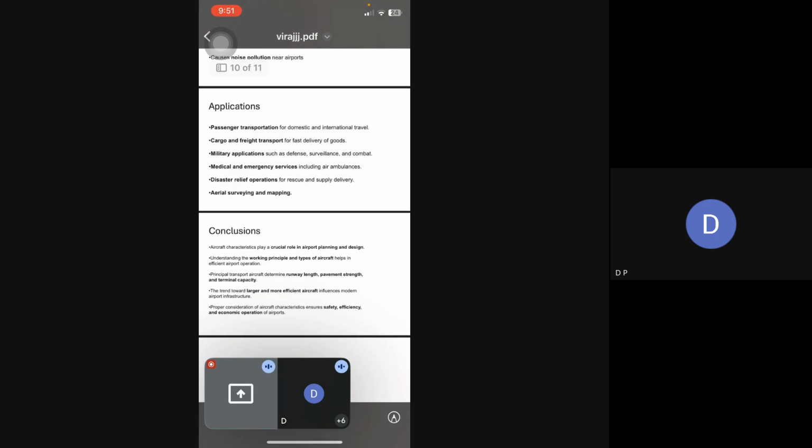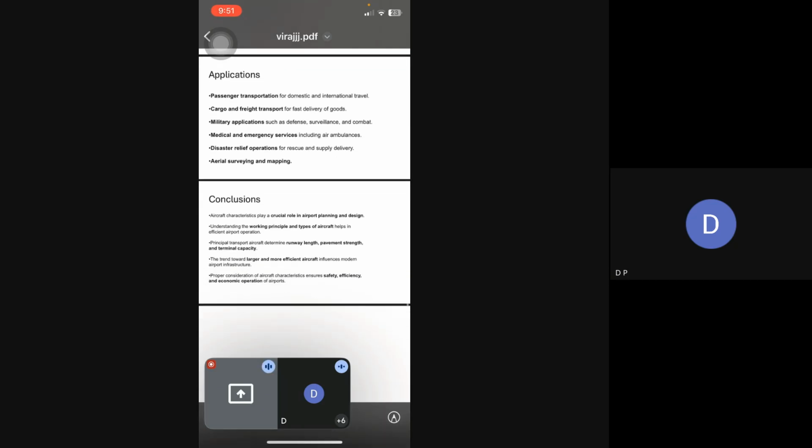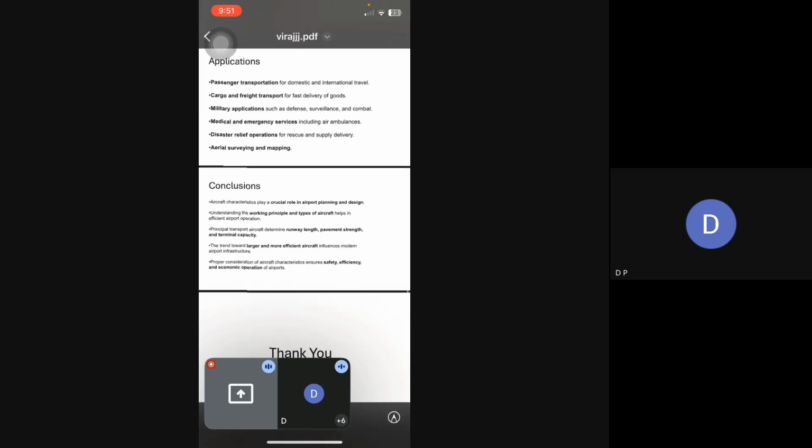Applications: passenger transportation for domestic and international travel, cargo and freight transport for fast delivery of goods, military applications such as defense, surveillance, and combat, medical and emergency services including air ambulances, aerial surveying, and mapping.